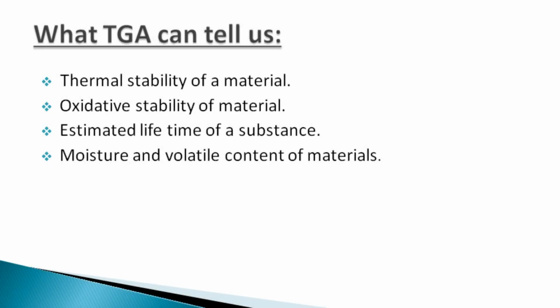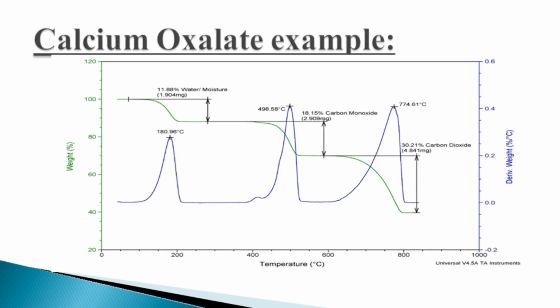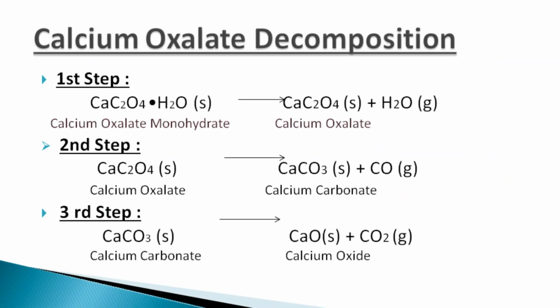What can TGA tell us? TGA tells us about the thermal stability of a material, the oxidative stability of a material, the estimated lifetime of a substrate, and the moisture and volatile content of materials. This is an example of decomposition and or weight loss in calcium oxide during TGA, and possible decomposition reactions in calcium oxide.